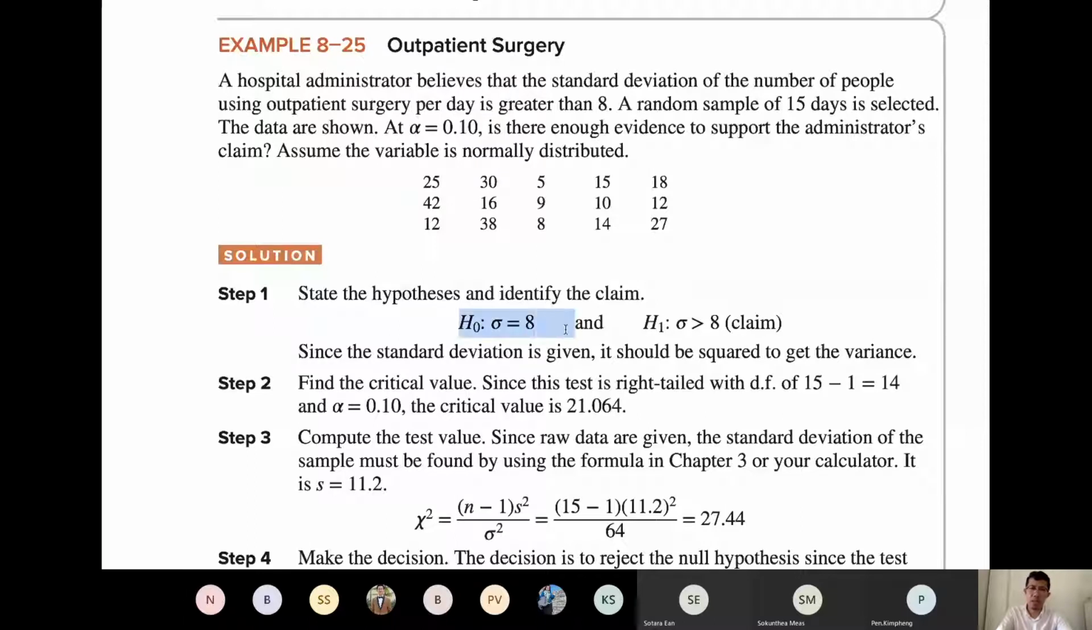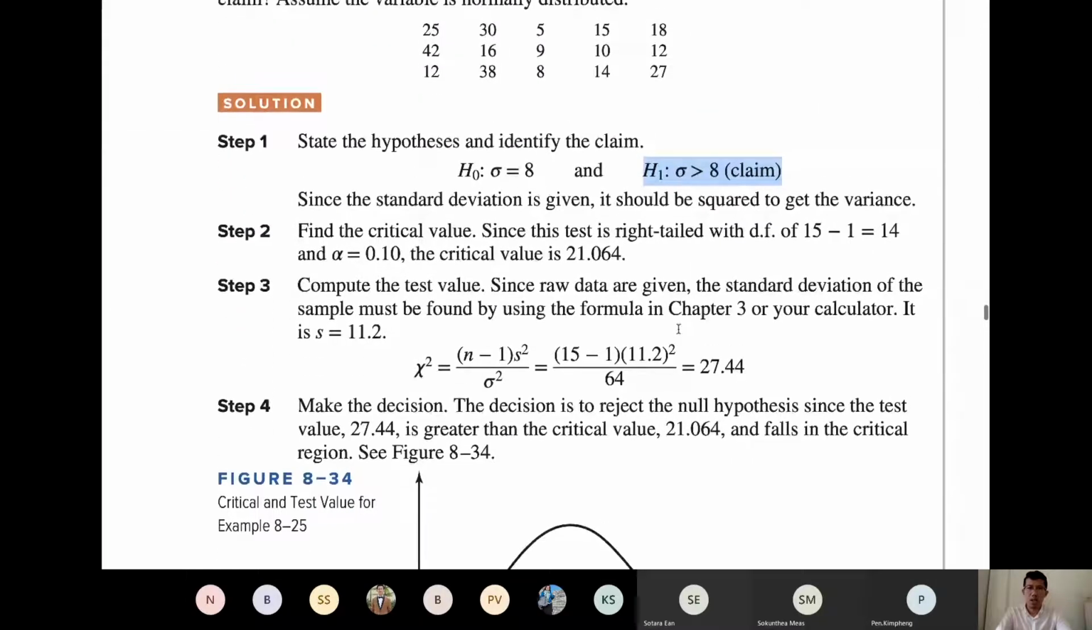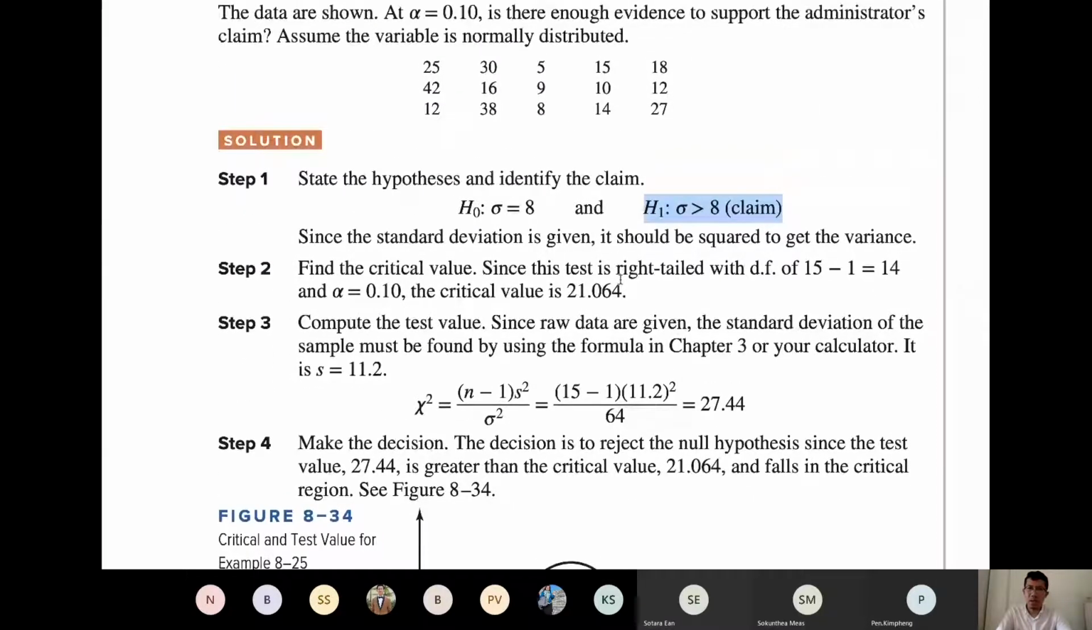So this is the null hypothesis. It compares with 8, so this is the certain value of standard deviation. Because the claim is that it is greater than, this is the claim of the administrator. So in this case, the claim of the administrator is the alternative hypothesis. Since the standard deviation is given, it should be squared to get the variance.